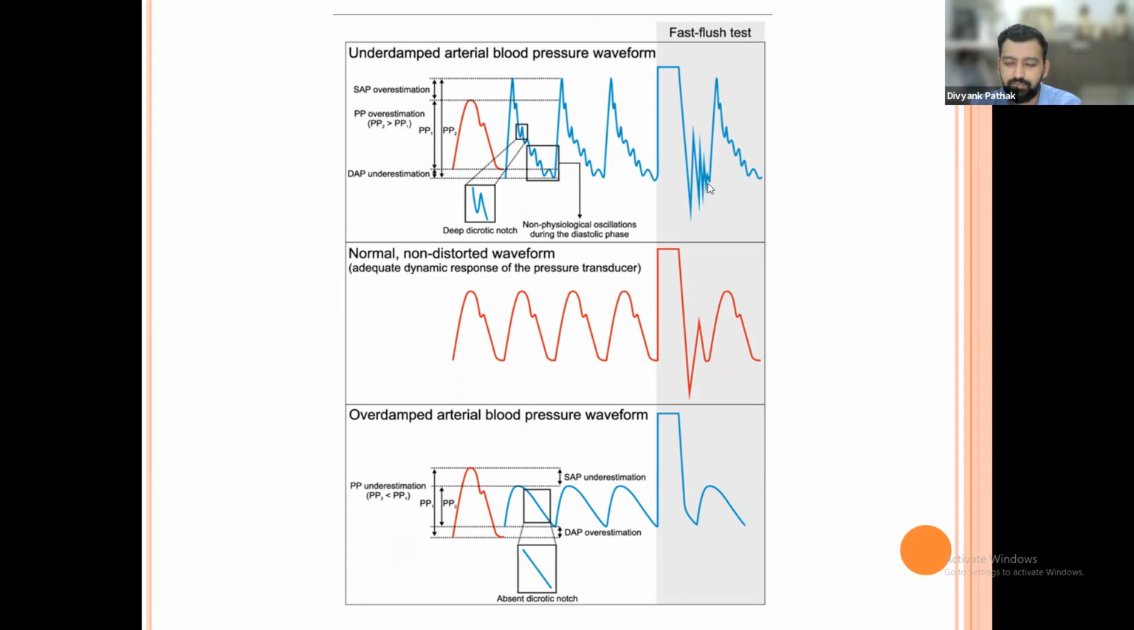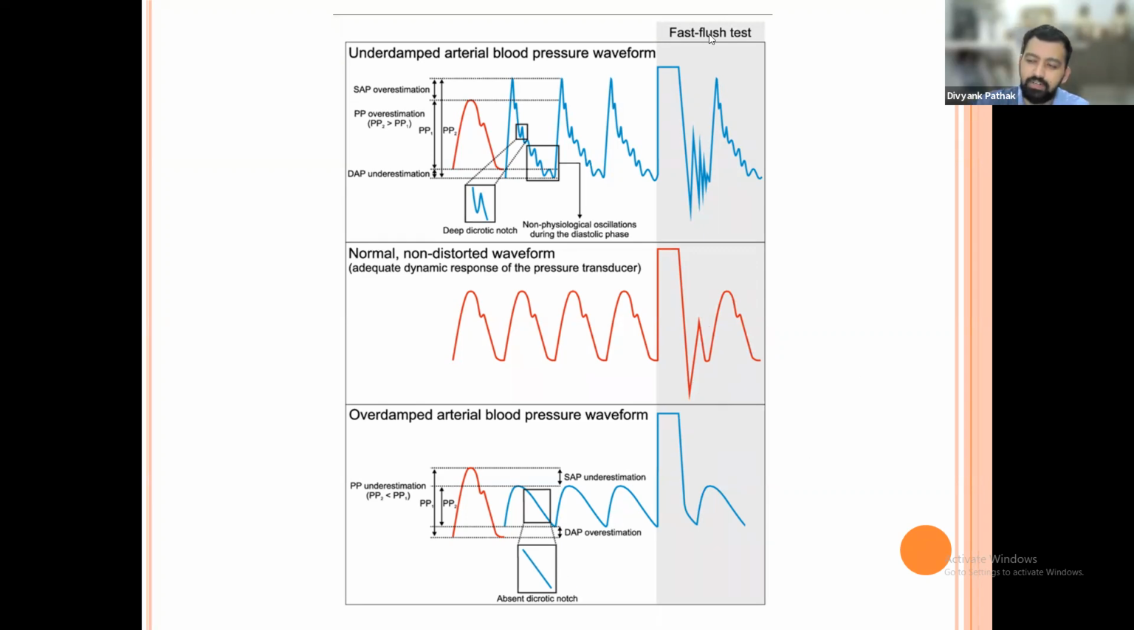You see too many waves, more than 2, then it is under dampened. If it is just 1.5, that is normal. And if it is not more than 1.5, then it is over dampened. And in over dampened, there is absence of the dicrotic notch.